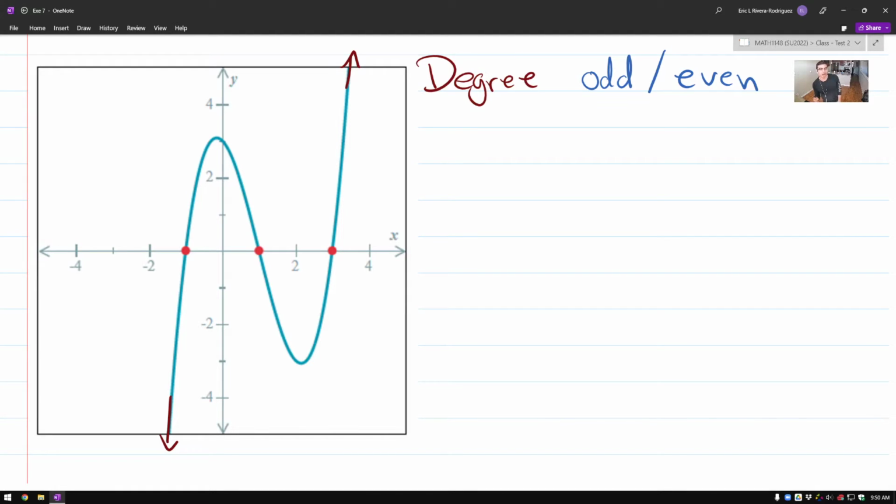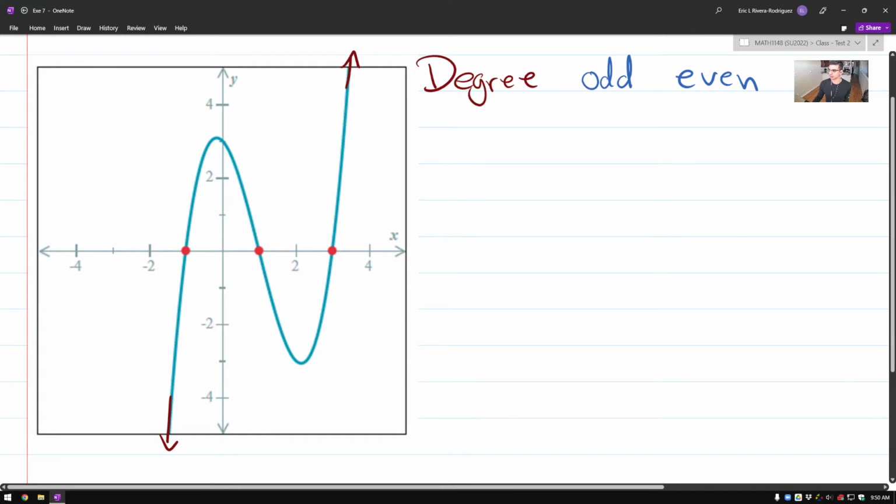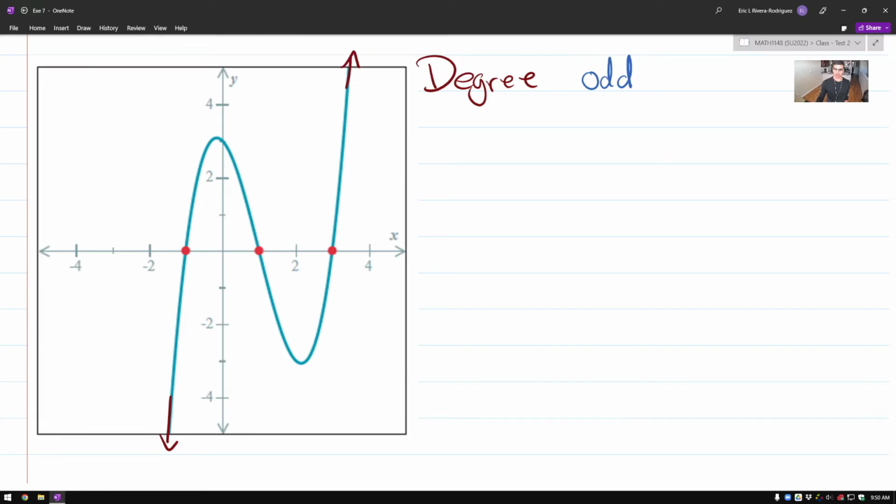Yes, Georgia, is odd. When the endpoints, one goes down and one goes up, the degree is odd. We don't actually know the value of the degree, okay? But we know that it's odd. Then, the other thing that we are going to analyze is going to be how many turns.